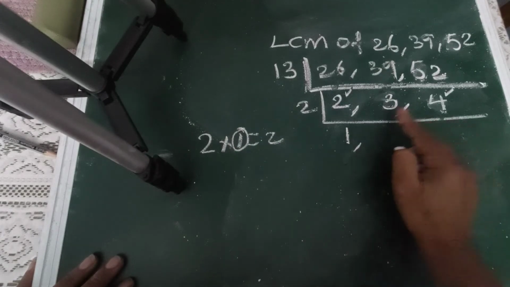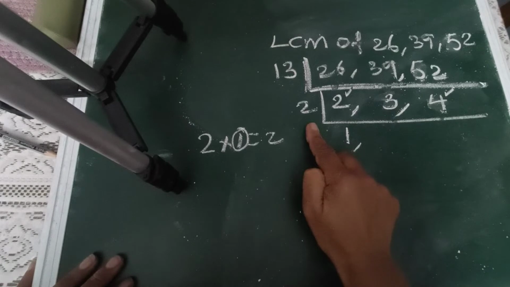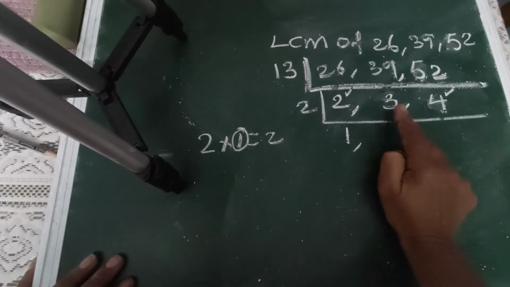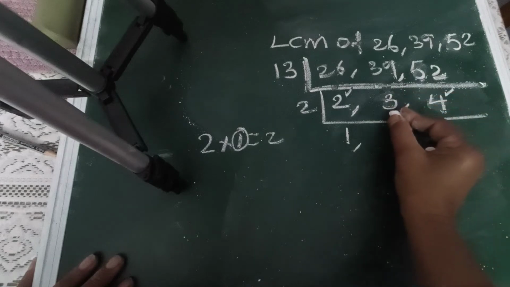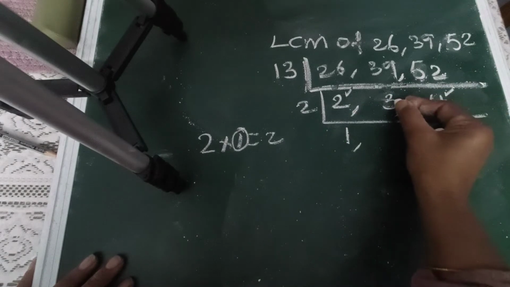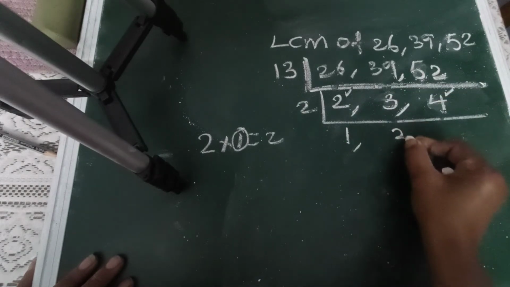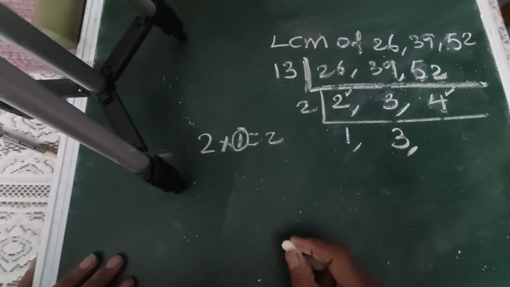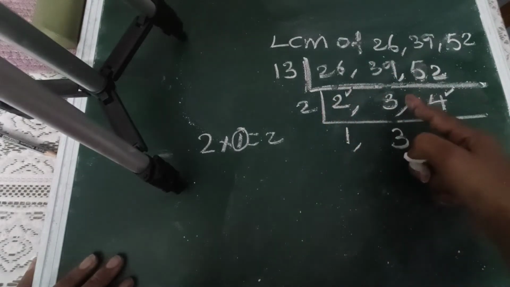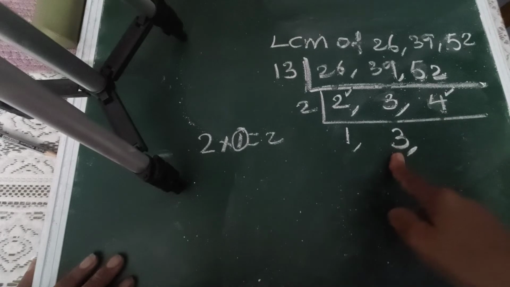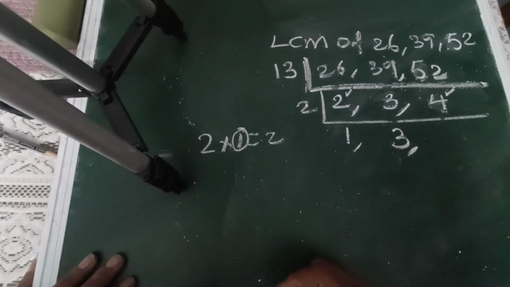Okay. Now, are we dividing this 3 by 2? 3 doesn't come in the two tables. 3 is an odd number. We cannot divide by 2. So, we are not dividing this 3. Therefore, write that 3 as it is down. Got it? Whichever number you are not dividing, write the same number down. This is the only concept you should remember in LCM.